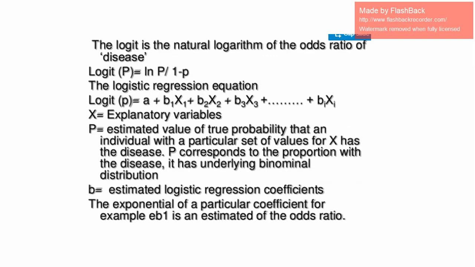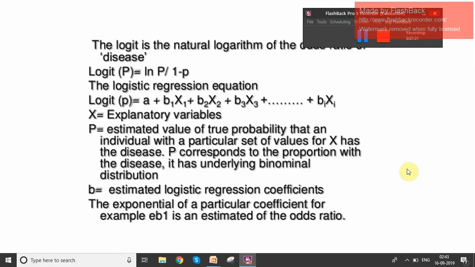In the next slide, we'll try to explain what exactly the natural logarithm and the log odds of disease is, where logit is equal to log of p divided by 1 minus p. So in logistic regression, we have the formula a plus b1 into x1 plus b2 into x2, explaining the estimation of probability for a particular set of values. So p corresponds to the proportion with the disease, which has an underlying binomial distribution. Estimate the logistic coefficient. So this is a little bit of theory which we have covered till now.